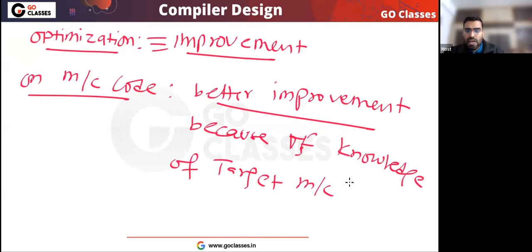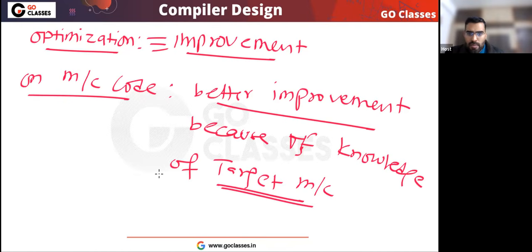Because now you have knowledge of the target machine, so you can do better improvement. More accurate improvement you can do. Better improvement basically means more accurate optimization you can do on the machine code, because now you have the knowledge of the target machine.